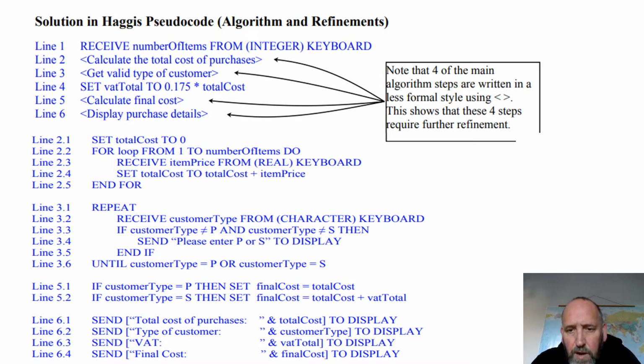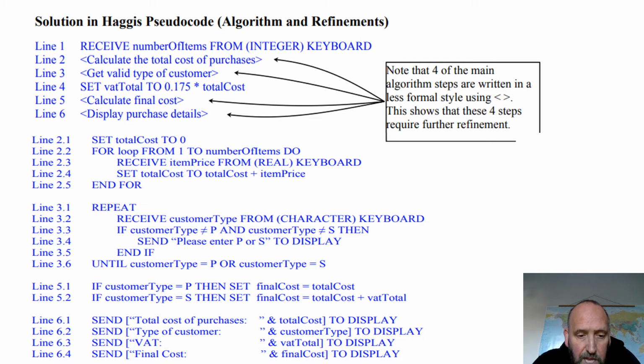So here is our refinement. Line 1 stays the same. Line 2, we change it. So we set total cost to 0. We do a for loop, for N from 1 to the number of items that the person orders, do: receive item price from real keyboard, set total cost to total cost plus item price, end for. Now this is a running total in a loop. In this instance, an unconditional loop, and that is a standard algorithm, running total in a loop.